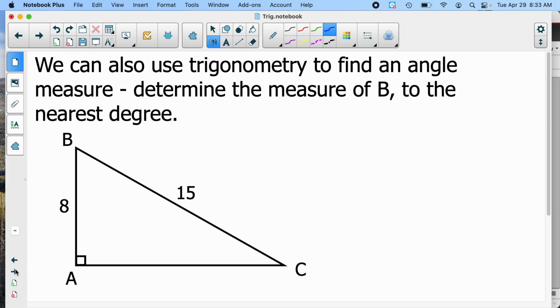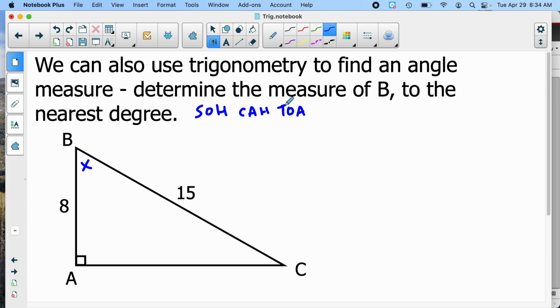As it says, you can also use trigonometry to find the measure of an angle. So in this case, we're going to find the measure of angle B. So what I'm going to do, just to make it a little easier for you, is I'm going to put like a little variable here, call that x. I'm looking for angle B. I still start the same way. I need to write an equation. So I still need to think about SOHCAHTOA.